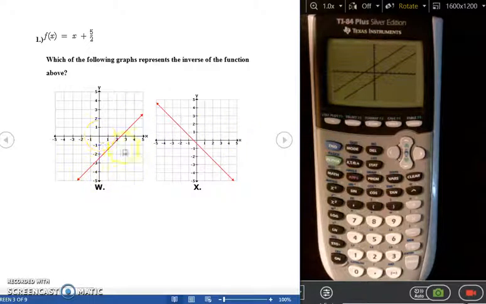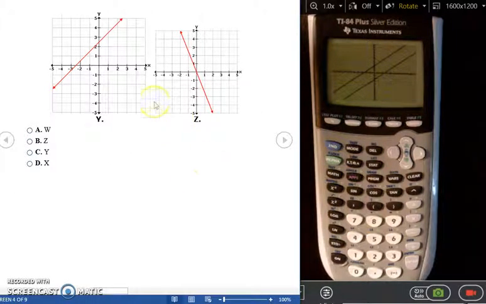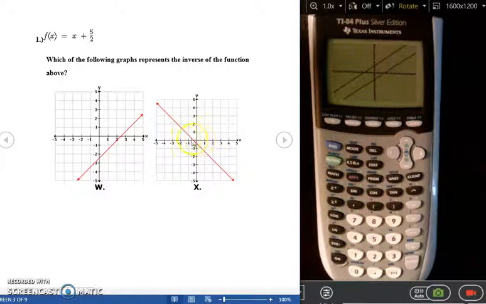It could be W because it looks like it's going through 2 and 3, but it looks closer to 3 on the calculator. So let's see what other options we have. Here's another one, it's going through the x-axis between -2 and -3, so that's not right. Here it goes through the origin, so Y and Z aren't right. And then X goes through 0 and -1, so that's not right. So this inverse graph goes through the x-axis between 2 and 3, and the only answer that has a graph that goes through the x-axis between 2 and 3 is W.